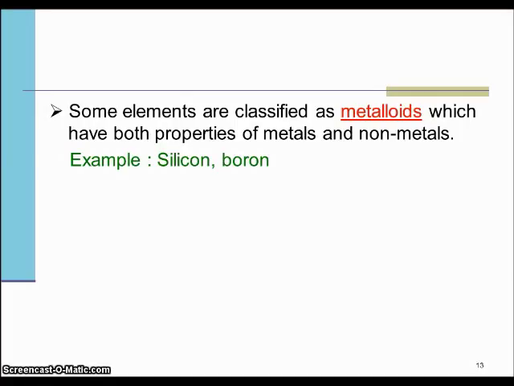Some elements, on the other hand, are classified as metalloids, which have properties of both metals and non-metals. Some examples are silicon as well as boron.